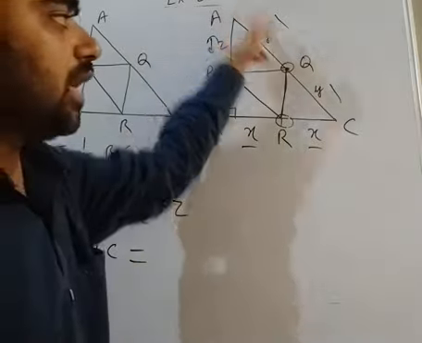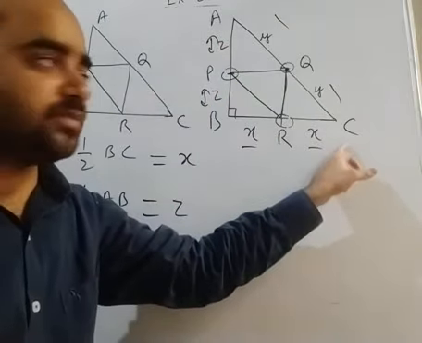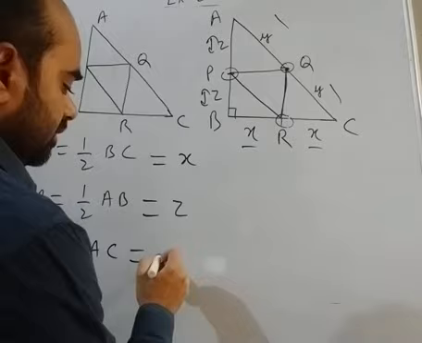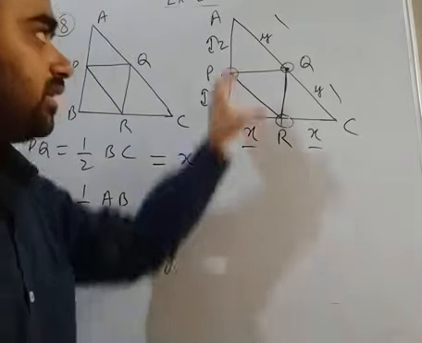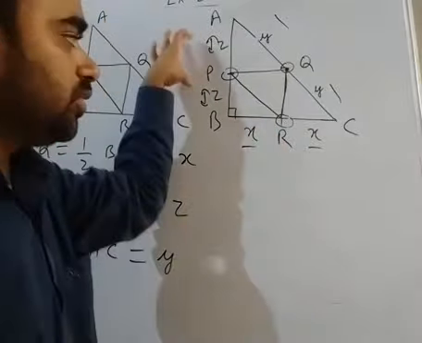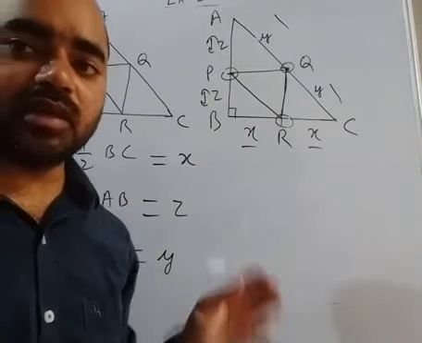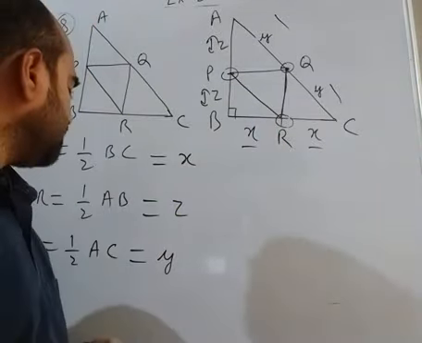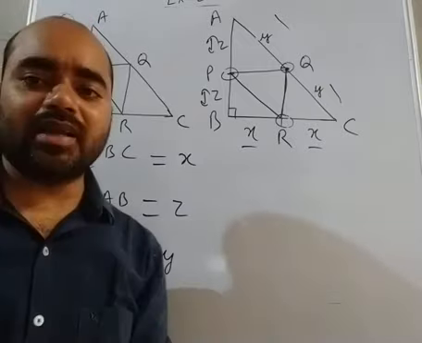Similarly, what is half of AC? We have taken half of AC means y and y. It means this is y, or this is 2y, 2y by 2y, 2x by 2x, 2z by 2, that is z. Correct? It means we have obtained the sides of PQ, QR and PR.